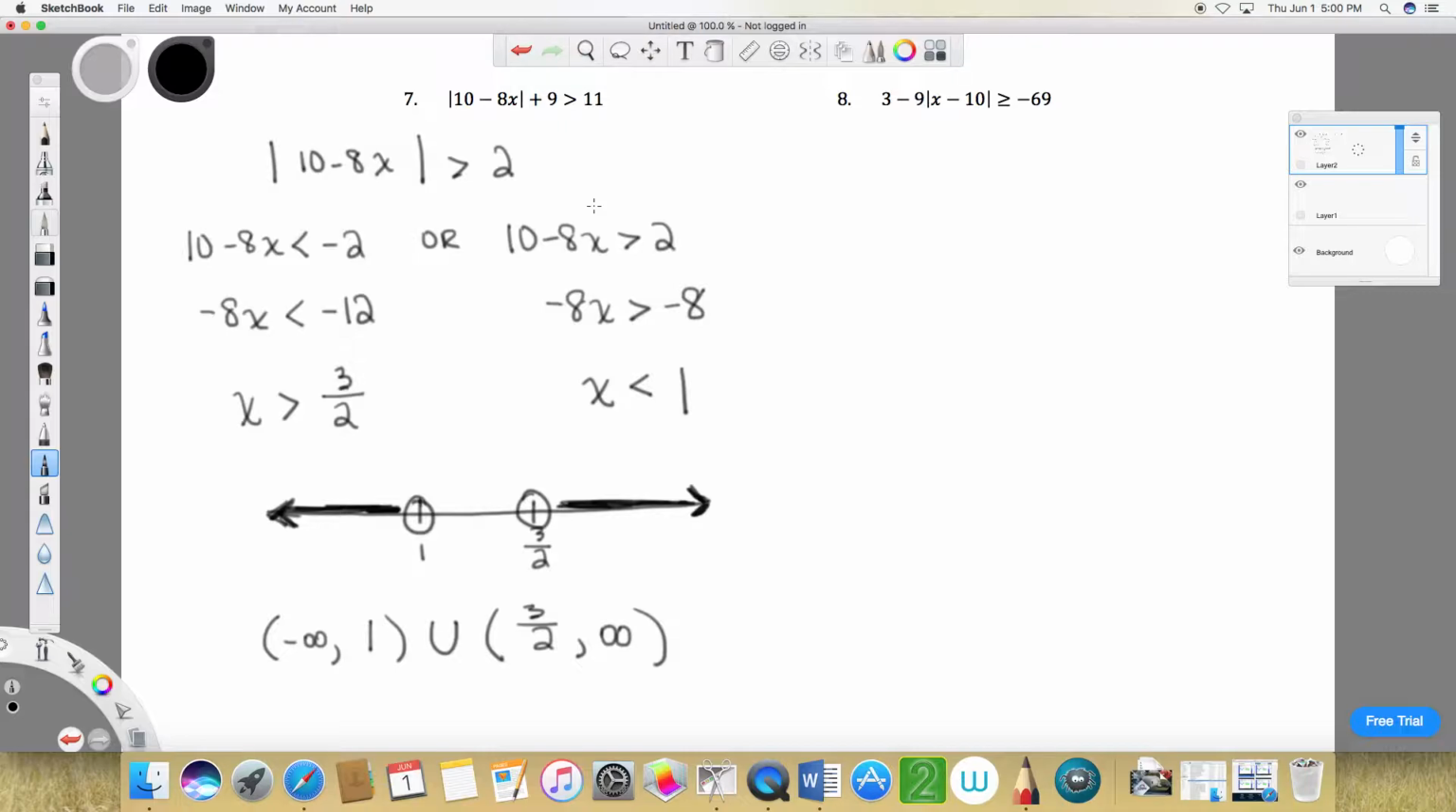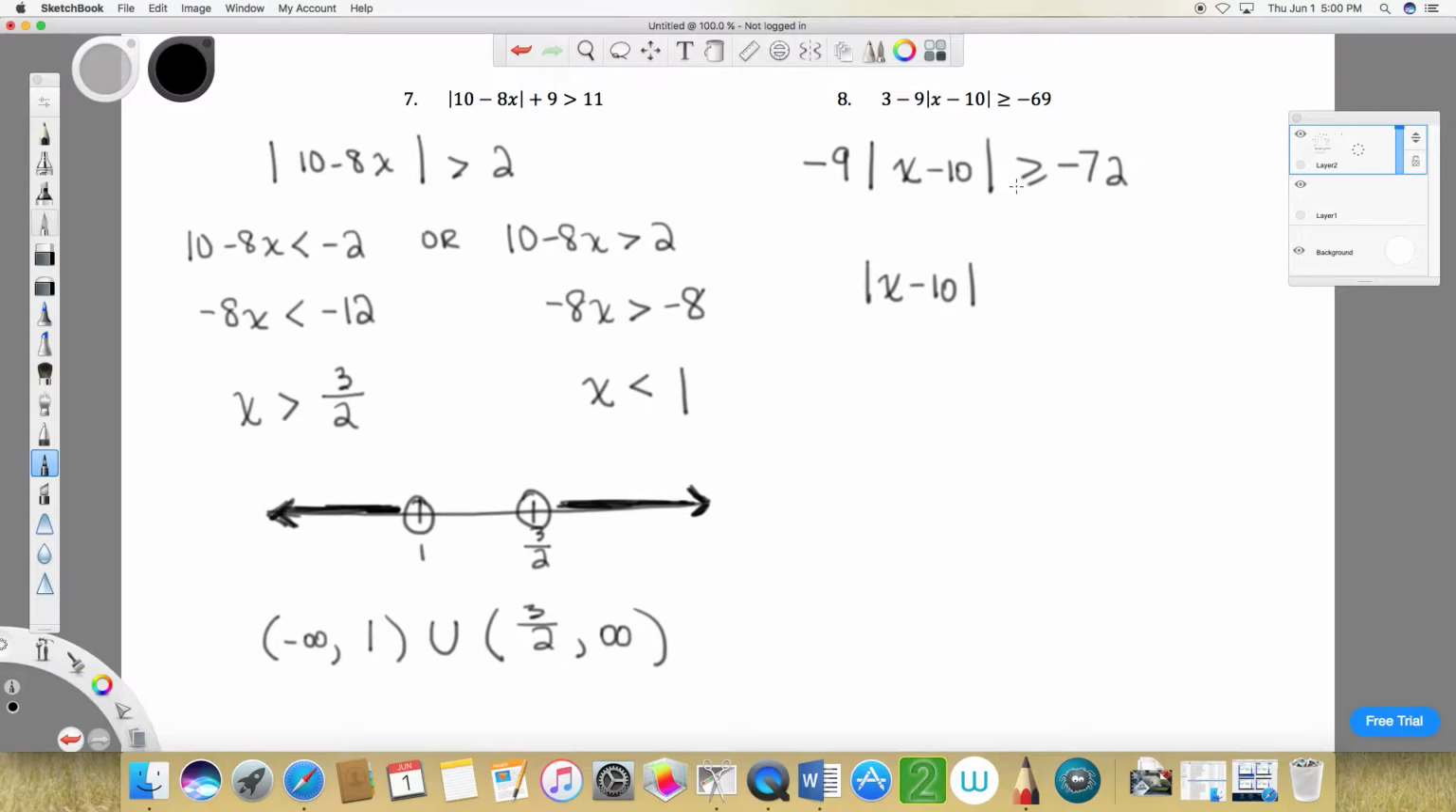Let's take a look at this number 8. Again, our first steps have to be to isolate the absolute value. So we need to subtract 3 from each side. So we've got negative 9 times the absolute value of x minus 10 that's greater than or equal to, if I subtract 3, negative 69 minus 3, I believe, is a negative 72. Now I have to divide both sides of this inequality by a negative 9 to get the absolute value by itself. So I have the absolute value of x minus 10.